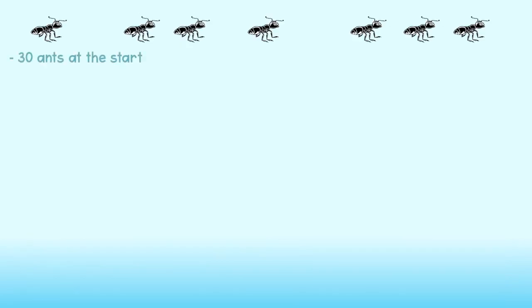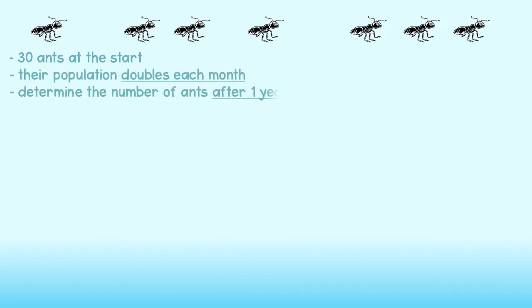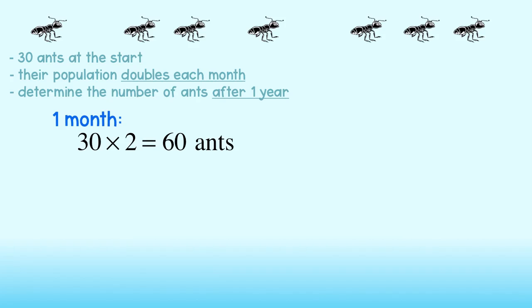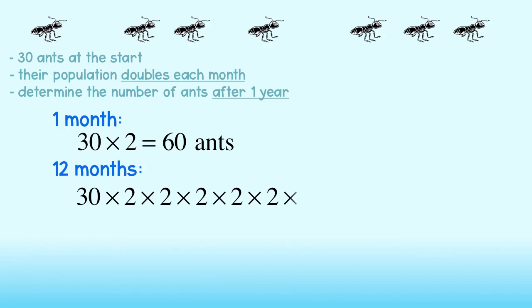So let's go back to our ant problem. There are 30 ants, and their population is doubling each month. How many ants are there after 1 year? Since the population is doubling every month, we will multiply our original population of 30 by 2 to get 60 ants. This is the population after 1 month. To determine the population after 12 months, we will have to multiply 30 by 2 12 times.